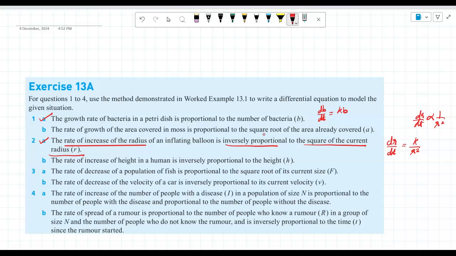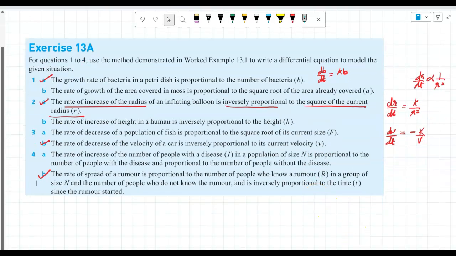Okay, then let's say 3b. The rate of decrease of velocity of a car. Negative dv by dt equals k upon v. Correct. So dv by dt, you can put a minus sign anywhere, is inversely proportional to the current velocity. So minus. You can put the minus sign on any side, and to get rid of the proportionality sign, put an equal to sign and put a constant. Correct?